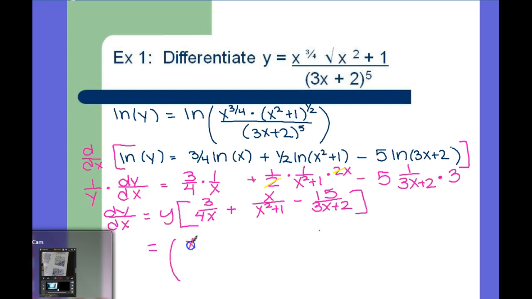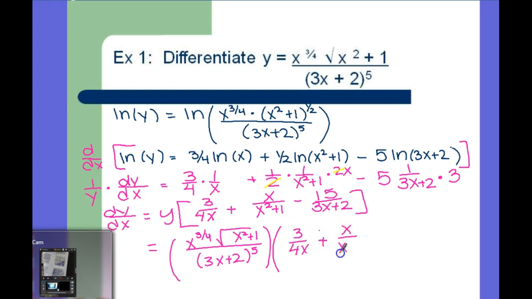So it's going to be x to the 3/4 square root x squared plus 1 all over 3x plus 2 to the 5th. And then that's times the quantity 3 over 4x plus x over x squared plus 1 minus 15 over 3x plus 2. And you are done. Do not simplify these x's. You cannot simplify those x's right there.